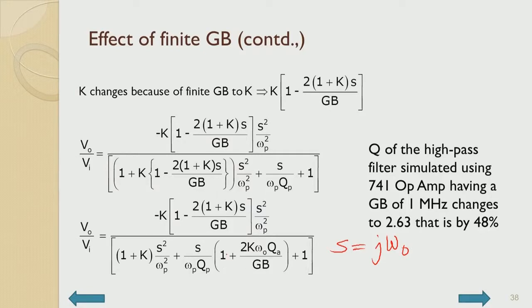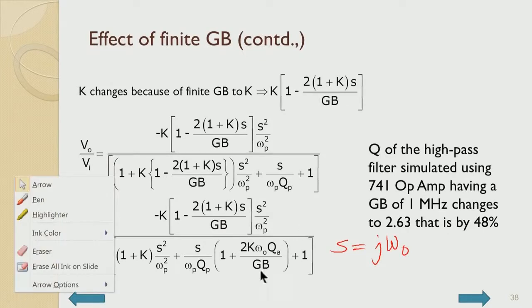And you can modify this and you see that this becomes 1 plus 2 k omega naught Q A by G B. Note this, in the case of low pass filter it was 1 minus, it remained minus, right. Because of the sign change caused by this, this became 1 plus. That means, instead of lag error, it is lead error that is causing this Q to decrease. Q is going to decrease from its original value of QP, into square root of 1 plus K, by a factor of this. So, this is what has happened.